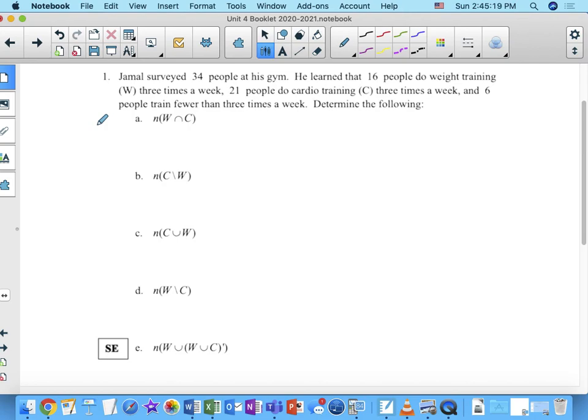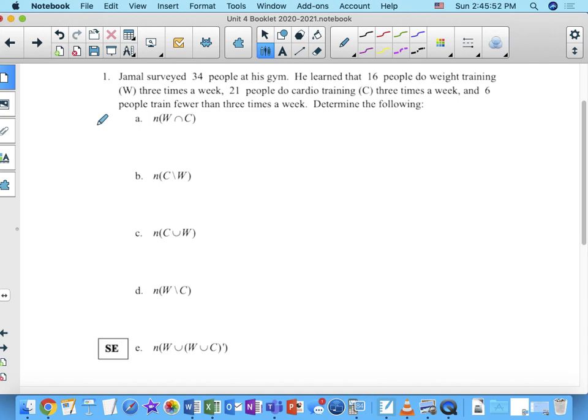Okay, so Jamal surveyed 34 people at his gym. He learned that 16 people do weight training 3 times a week, 21 people do cardio training 3 times a week, and 6 people train fewer than 3 times a week. Determine the following. Okay, so this question is actually quite similar to the one that we did yesterday, except that now the determine the following things are all given to us using set theory notation rather than words.